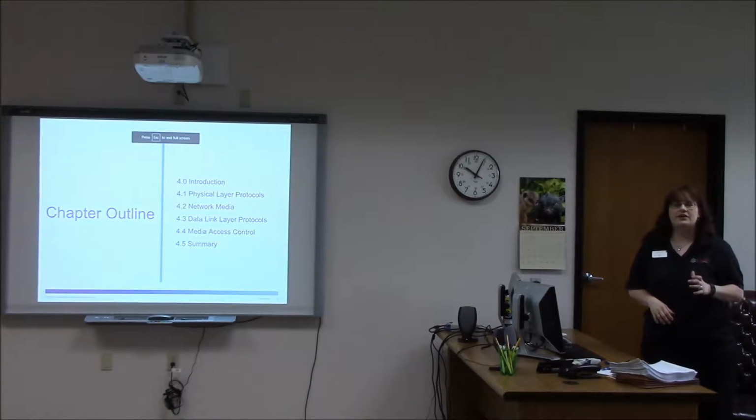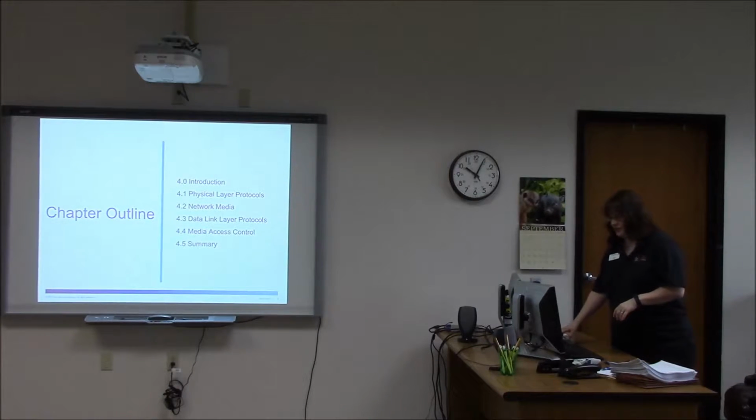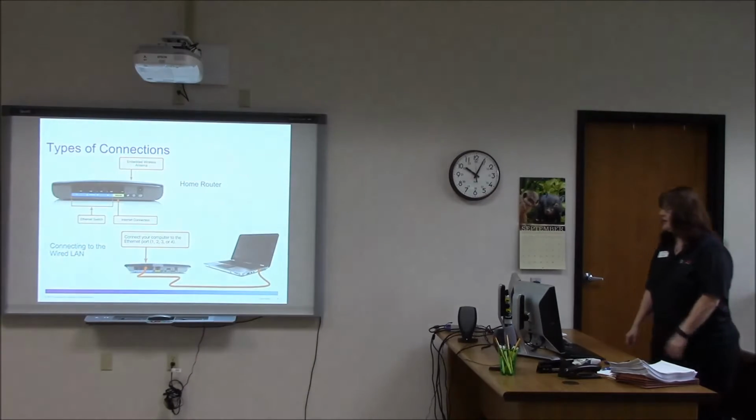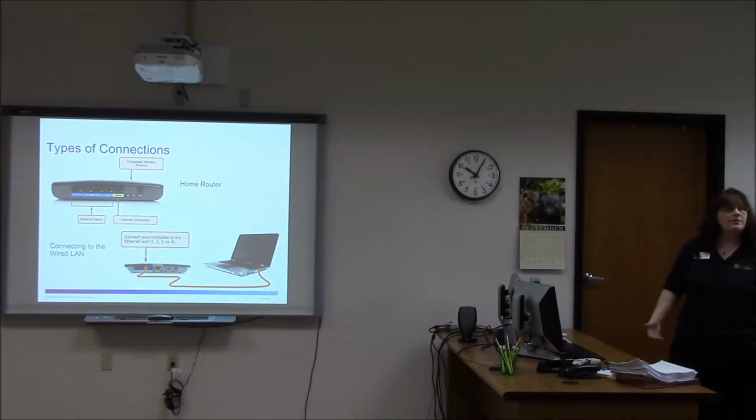Chapter 4 is talking about the network access layer of the TCP/IP model. So the very first layer of that model. We're going to talk first about some physical layer protocols. So there's some different types of connections to be able to connect to a network. And what you're seeing here is some of the common equipment that you probably have in your house that allows you to be able to do that.